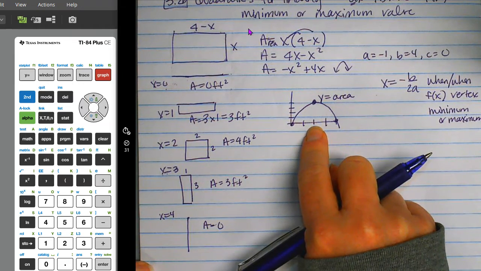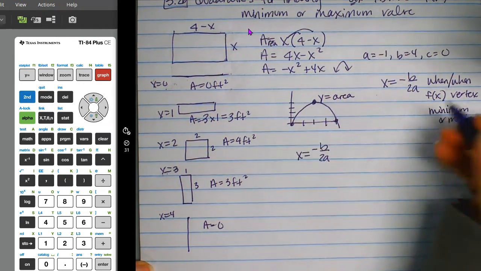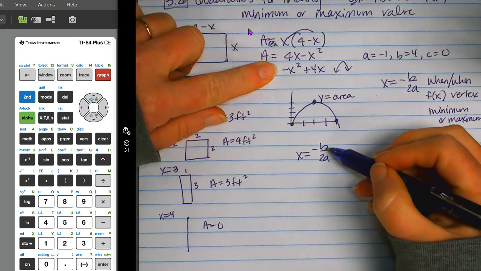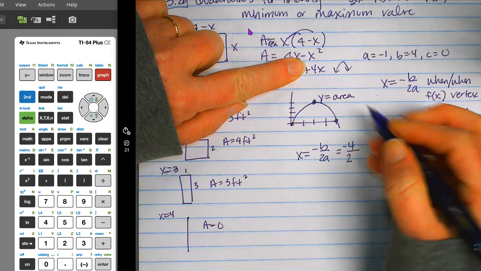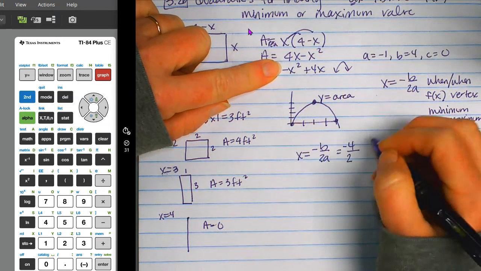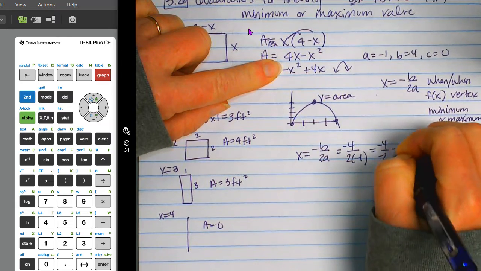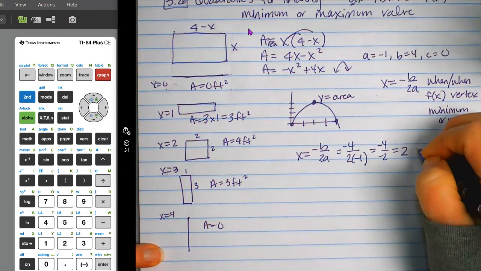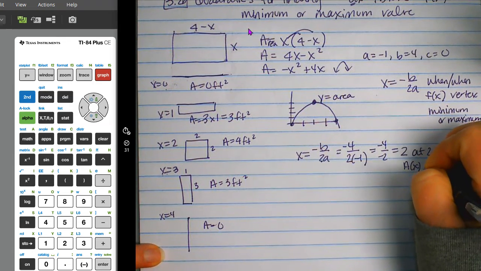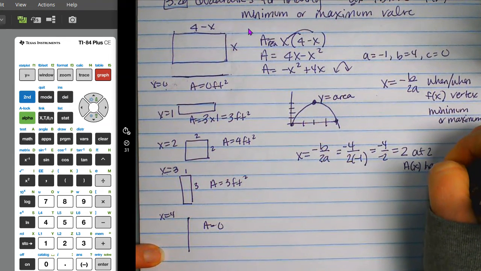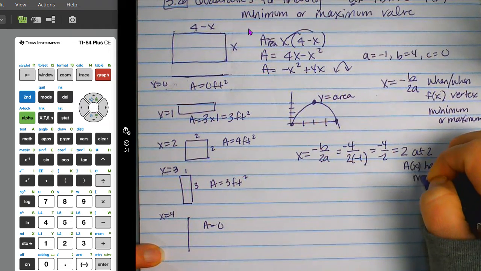We can find this value in the middle by saying x equals negative b over 2a. In this particular equation, b is 4. So that's going to be negative 4 over 2, that's this 2, times a, which is negative 1, which is negative 4 over negative 2, which is 2. What that means is at 2, the area function has a vertex. In this case, it's a down parabola. This vertex is a maximum.